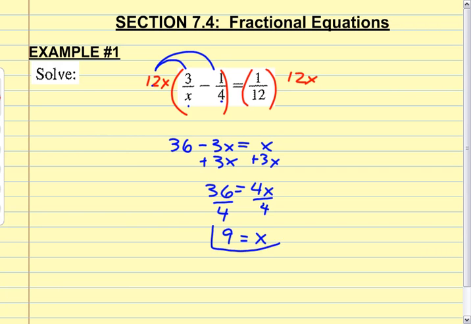You can plug it in to check it. 3 over 9 is what? A third? A third minus a fourth. A third is 4/12 minus 3/12 equals 1/12. Yep. It works.